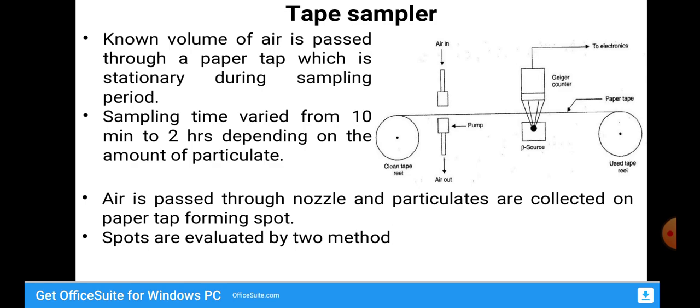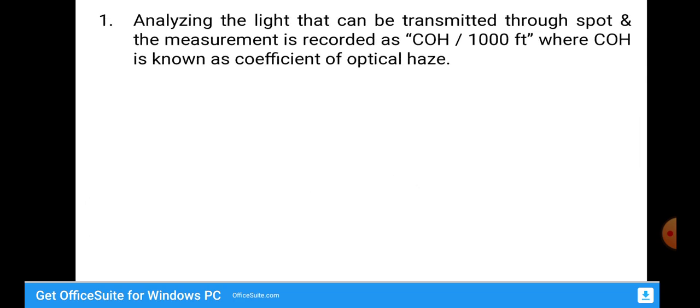And these spots can be analyzed by two methods. First method, analyzing the light that can be transmitted through spot and the measurement is recorded as coefficient of optical haze, COH.